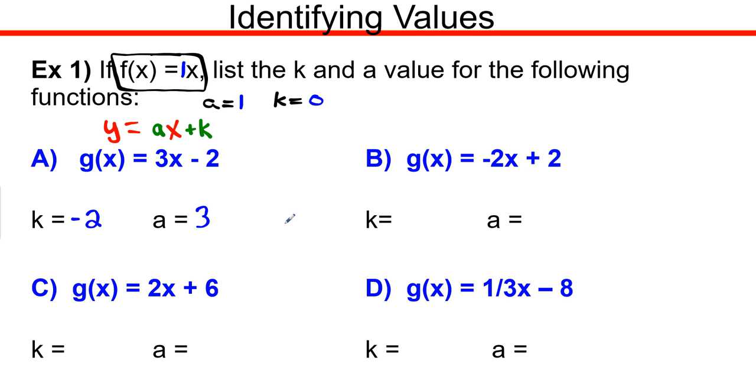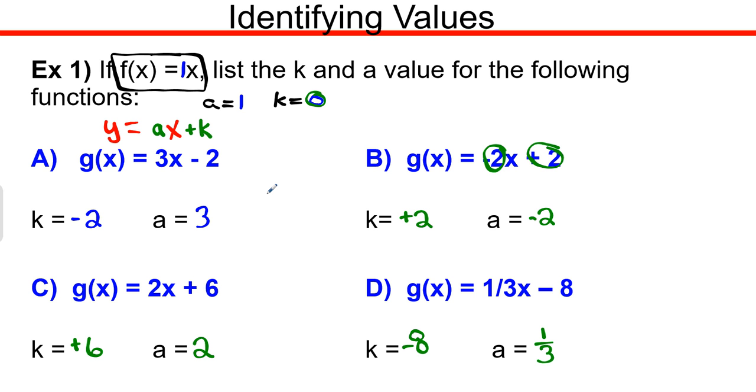Let's see another one. Over here again, my a value would be my coefficient in front of x, which is a negative 2. And then my k value, again, we're going from 0, and we're trying to get to positive 2. That just means we're going to go up 2, so that's a positive 2. Go ahead and try out C and D. Pause this video and then try them out.